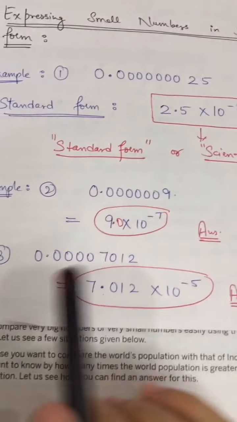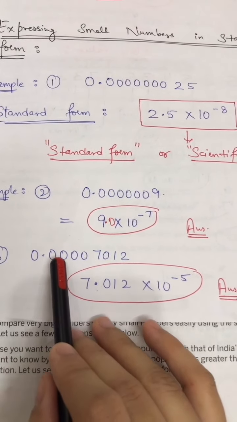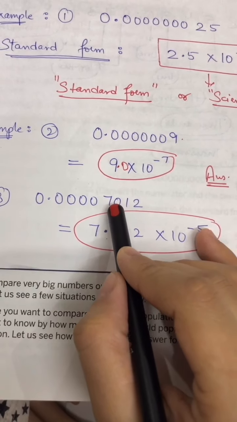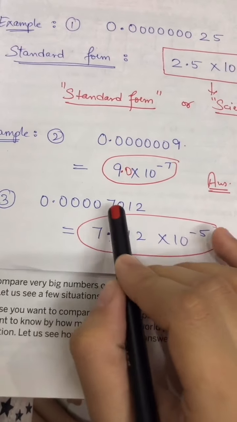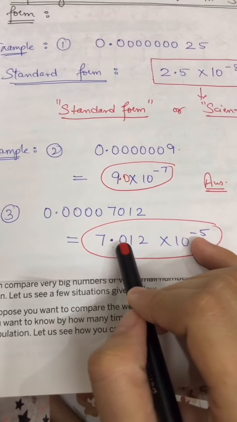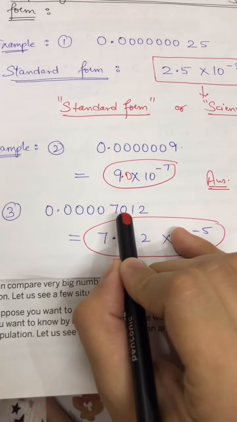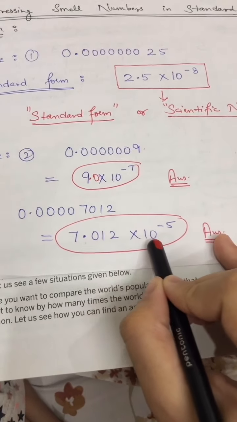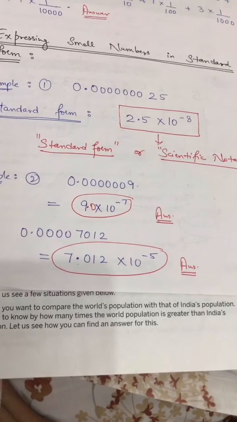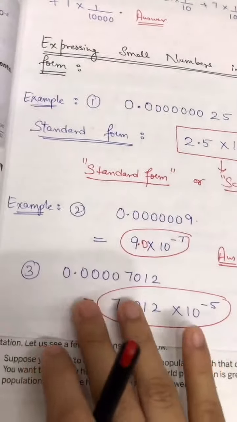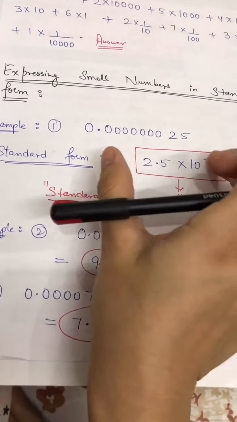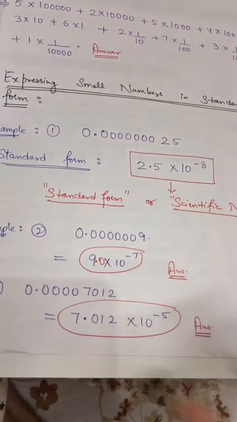Next is 0.00007012. Now where will you place the decimal? After the first digit. The first digit is 7, so after 7 you place the decimal: 7.012. Now before that, how many numbers are there? 1 2 3 4 5. So multiply by 10 raised to power minus 5. Got it? Hope you are able to understand how we can write these numbers in scientific notation.